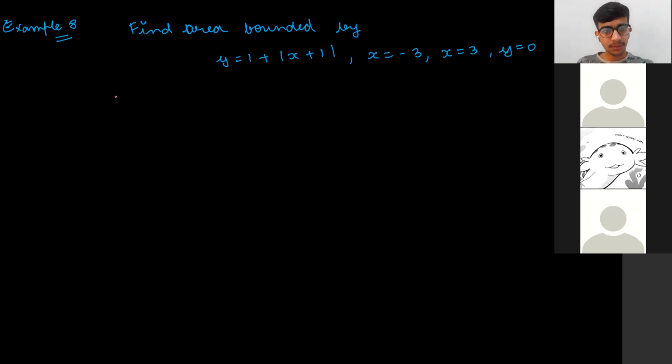There are actually 3 lines given to us, x equal to -3, x equal to 3 makes sense. So we'll have to break this mod condition into 2. When x is greater than -1, y is equal to 1 plus x plus 1. And when x is less than -1, y is equal to 1 minus x minus 1. That means y is equal to minus x, and in the other case, y is equal to 2 plus x. Right?